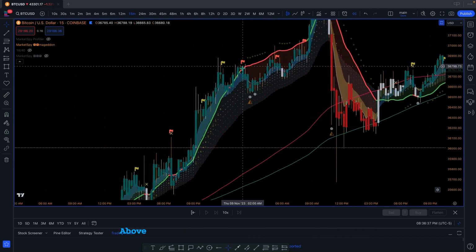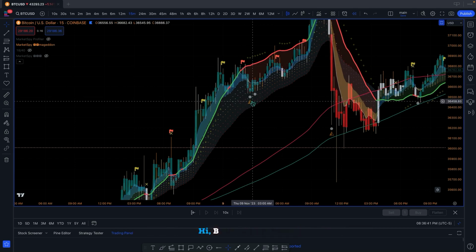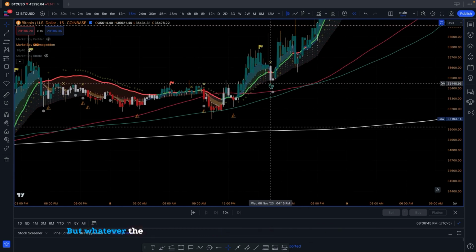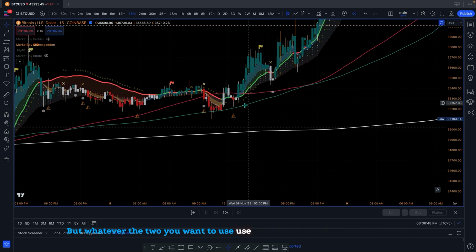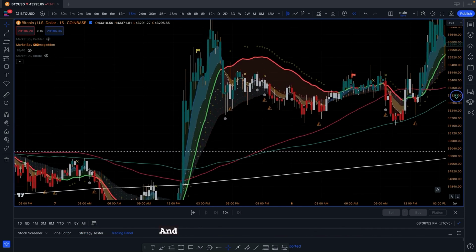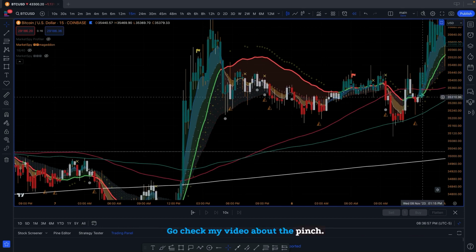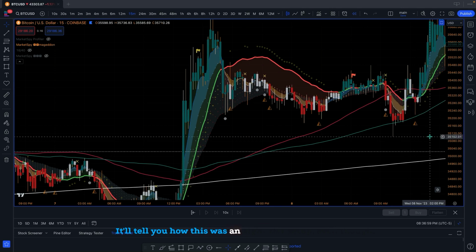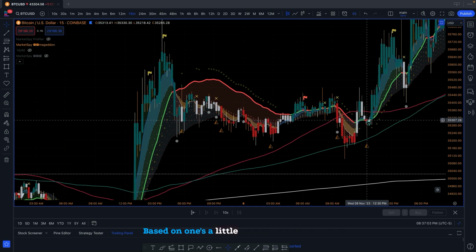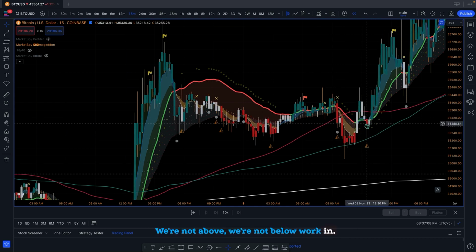Above EQ3, under baseline 1, but supported by Dragon Skin, high B tier setup. Bam. Good to go. But whatever the two you want to use them, this is what I have figured out that works the best for me. And if you don't know about the pinch, go check my video about the pinch. It'll tell you how this was an A tier setup, even though baseline 1's a little wonky and we're in EQ3. We're not above, we're not below, we're in EQ3.